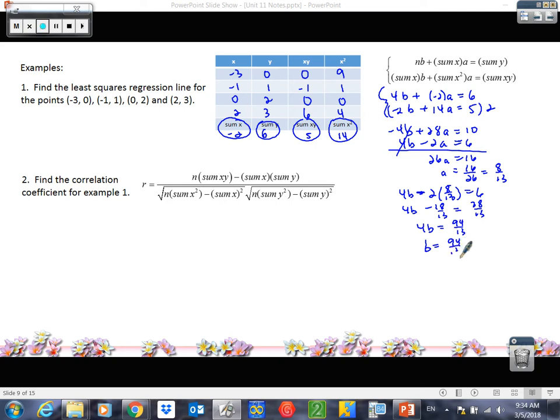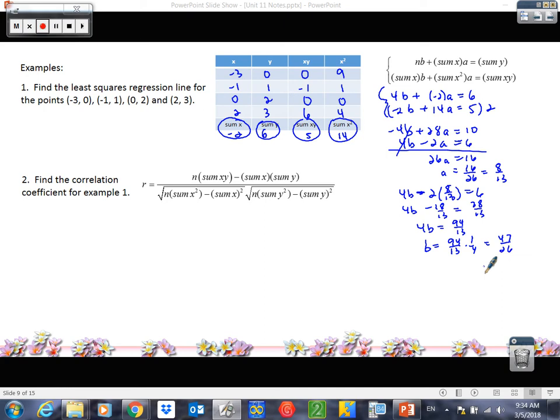And then I multiply by 1/4, and that gives me reduced 47/26. I did 2 goes into 94.